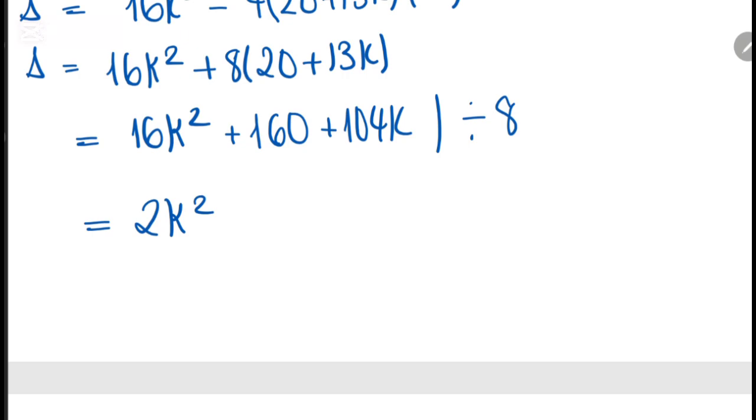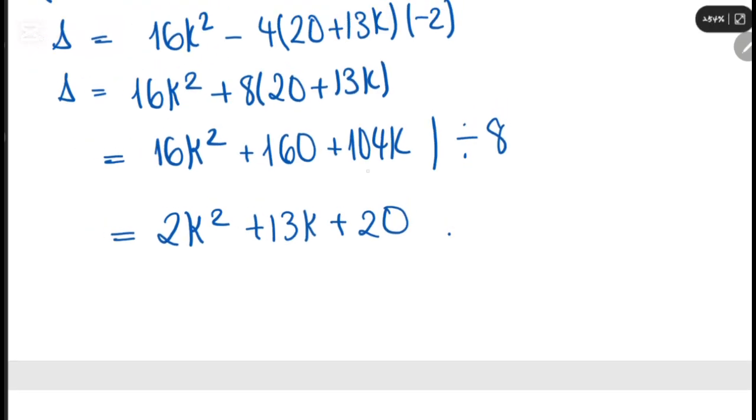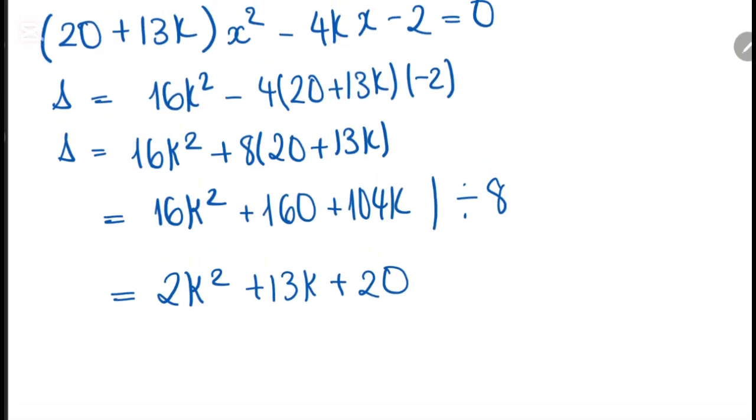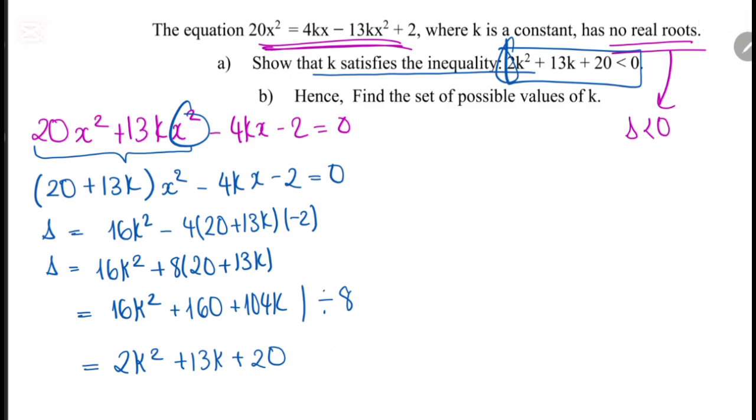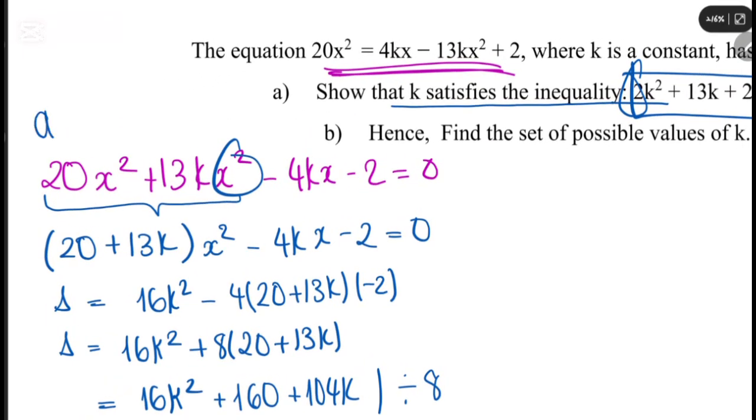104 divided by 8 is going to be 13k. 160 divided by 8 is 20. There you go. I just moved this in front of the 160. You should be doing that, you know. Okay, boom, you've completed part A, full marks.